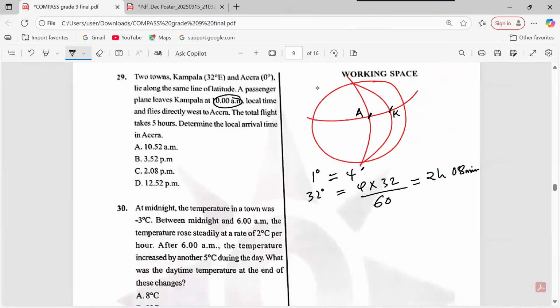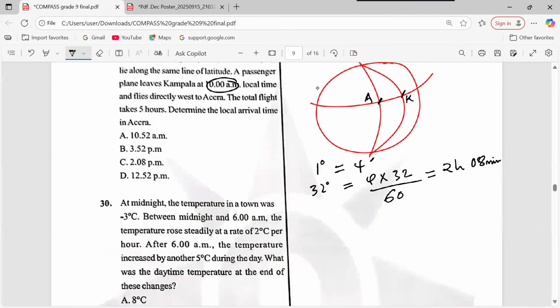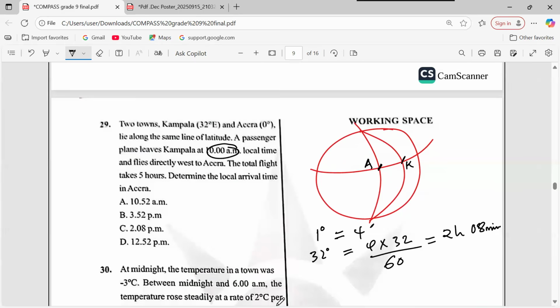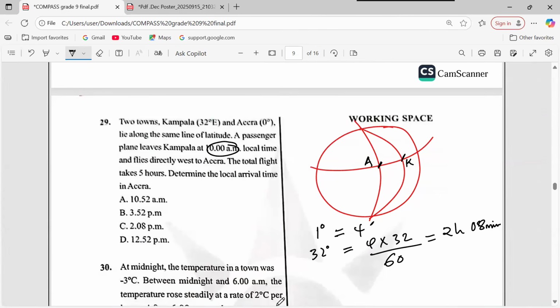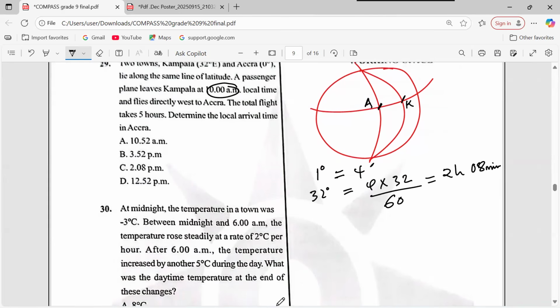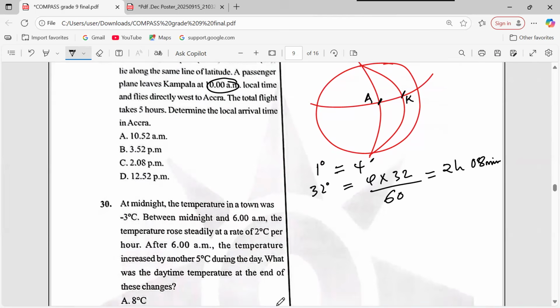Now, there is an argument that I was putting across, and it's my hope that you guys are going to get what we are talking about. If at Kampala it is 10 a.m. and Kampala is in the east, then Accra, which is to the west, is behind. So Accra is behind in time with reference to Kampala. In case we had been given the time for Accra, then the time for Kampala would have been ahead. Therefore, the time difference is this one.